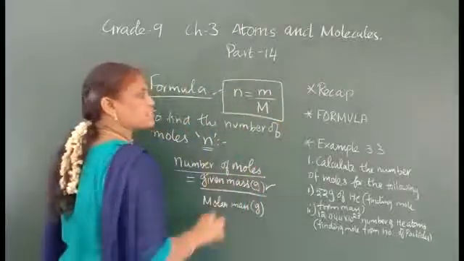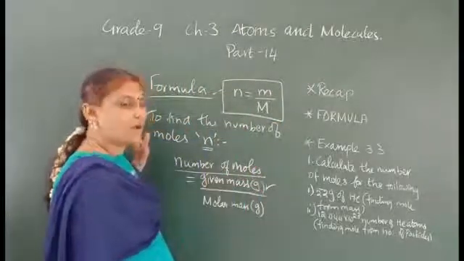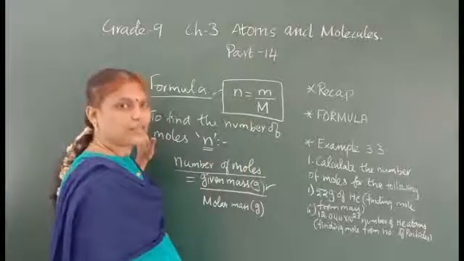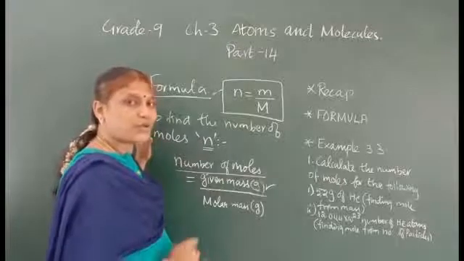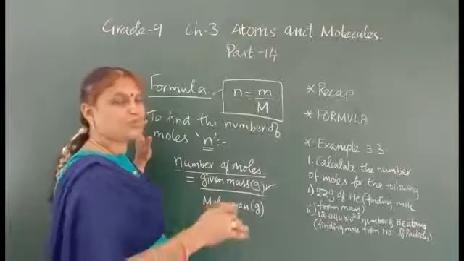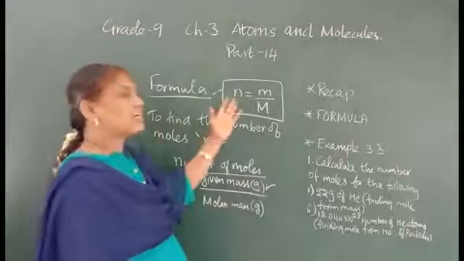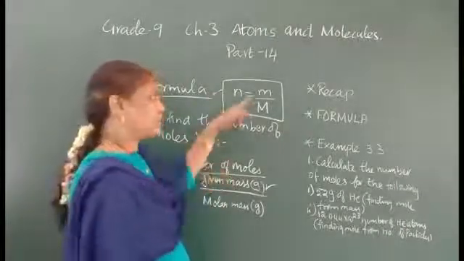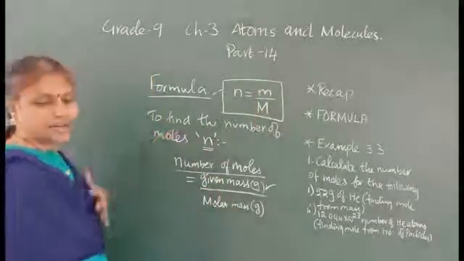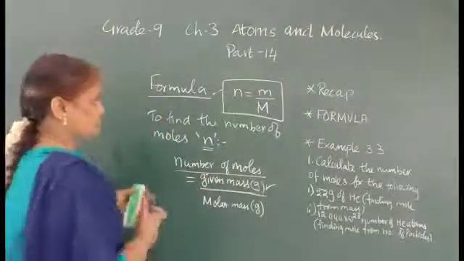So number of moles is equal to given mass by molar mass, and n is a constant. n is a constant, so no units, but you can write this many number of moles. For example, 2 moles means 2 moles you can write. So that is a constant, no unit for that. But here this unit is g. So this is the formula for finding the number of moles.